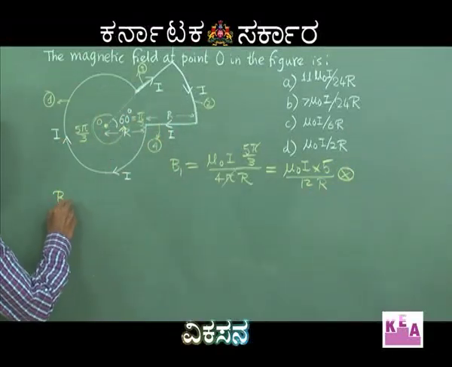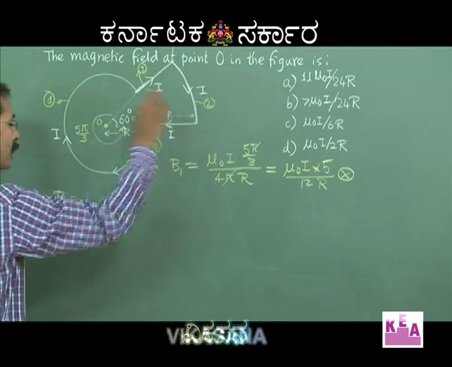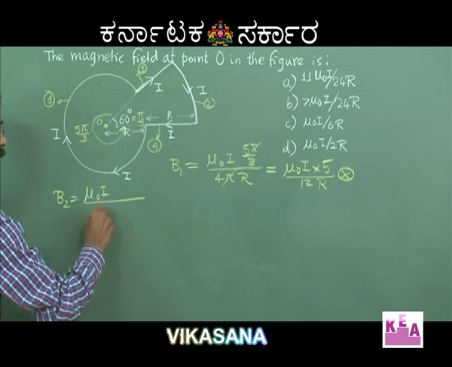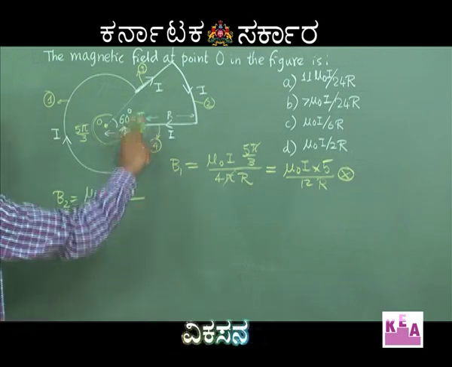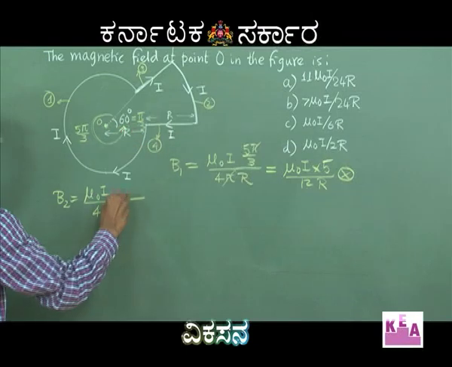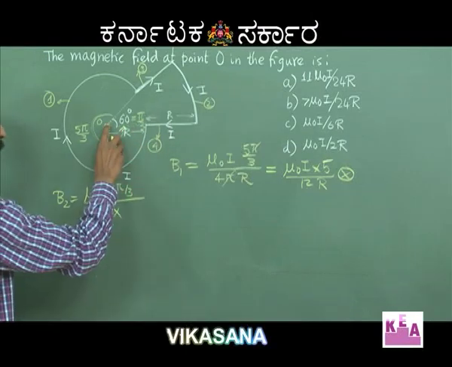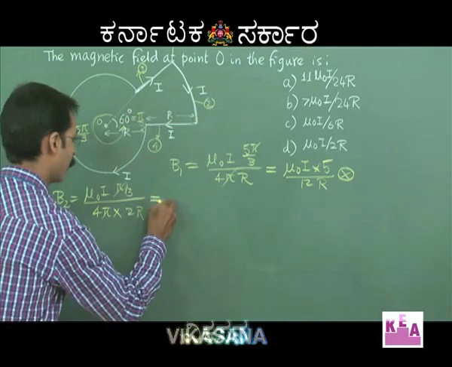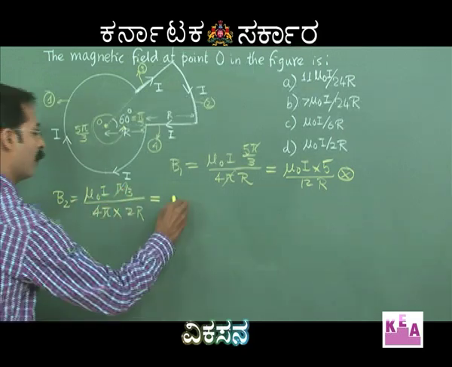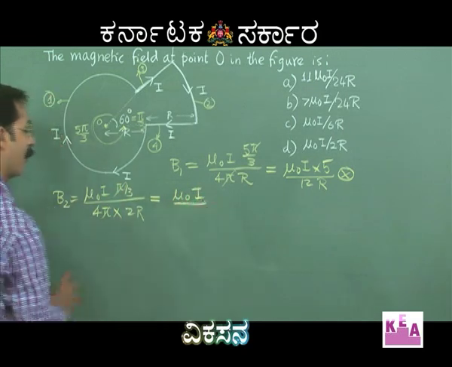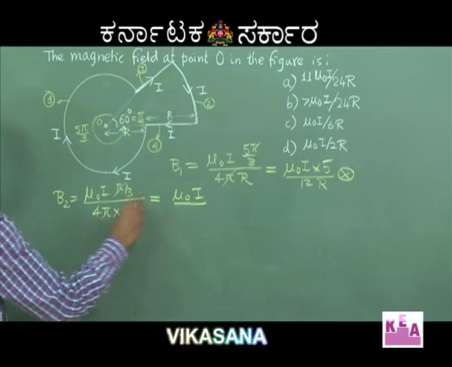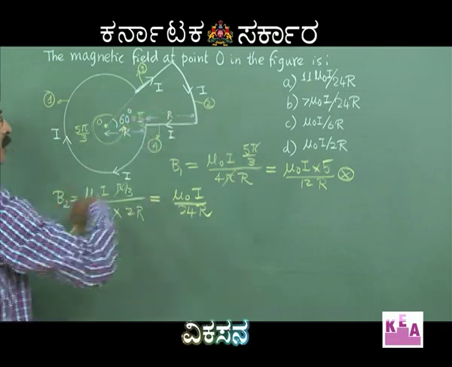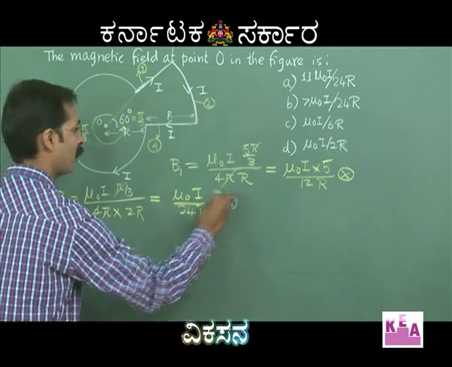Let us see what the magnetic field due to the second part is, this one, that is again mu naught I theta divided by 4 pi r, theta is pi by 3, the angle it makes is pi by 3, into radius is r plus r, the radius of this part is 2r, that is equal to, pi gets cancelled, mu naught I divided by 4 into 2 is 8, 8 into 3 is 24 r. This current is also clockwise, therefore, the direction of this magnetic field is also into the board.